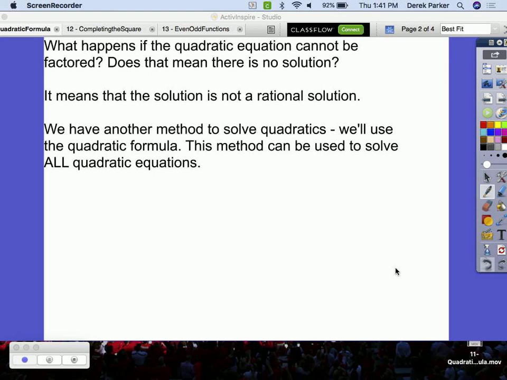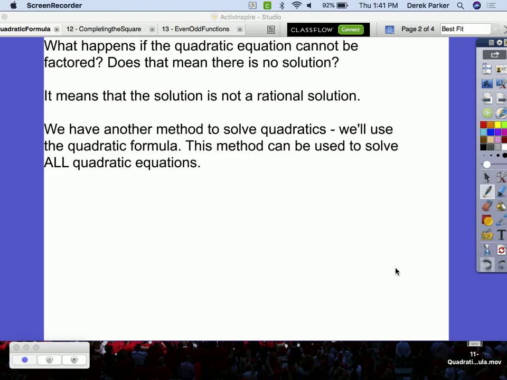Another method you may use to solve a quadratic equation is called the quadratic formula. This is the number one method that I remember from when I was a kid. What happens if the quadratic equation cannot be factored? Does that mean there is no solution? No, it means that the solution is not a rational solution.